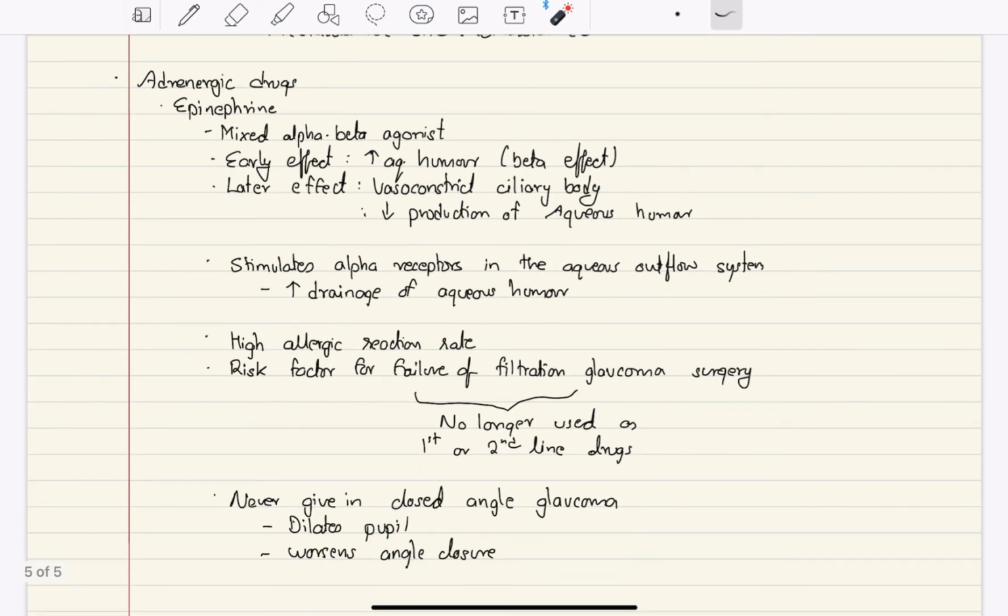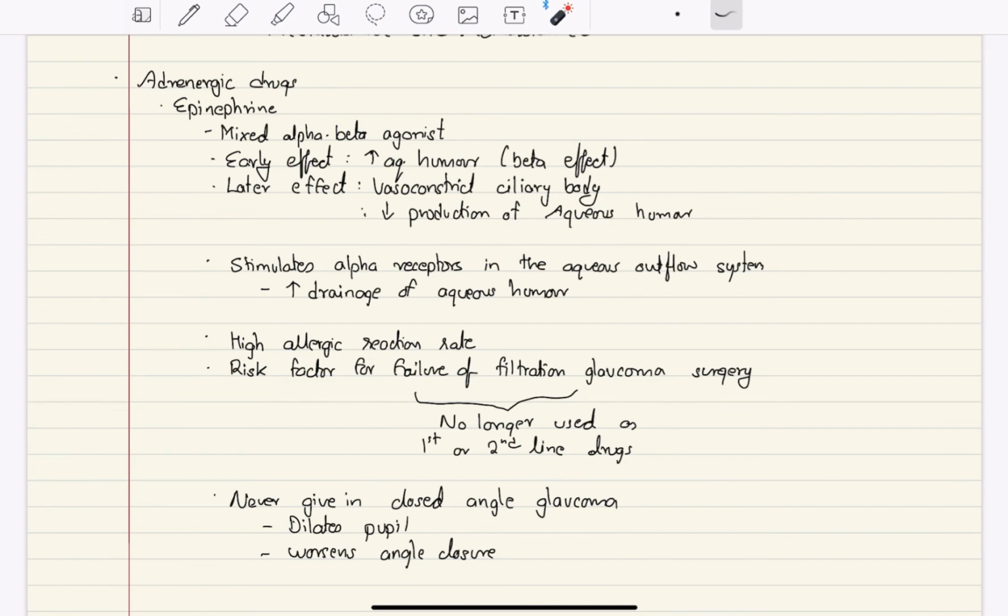Now the last group of drugs is adrenergic drugs, which includes epinephrine. We know that epinephrine has mixed action, both alpha and beta agonist. In its early effect, it will increase the aqueous humor production due to its beta effect, whereas in its later effect, it will vasoconstrict the ciliary body, which will result in decreased production of the aqueous humor. Also, in its alpha action, it will stimulate alpha receptors in the aqueous outflow system. This will increase the drainage of the aqueous humor.